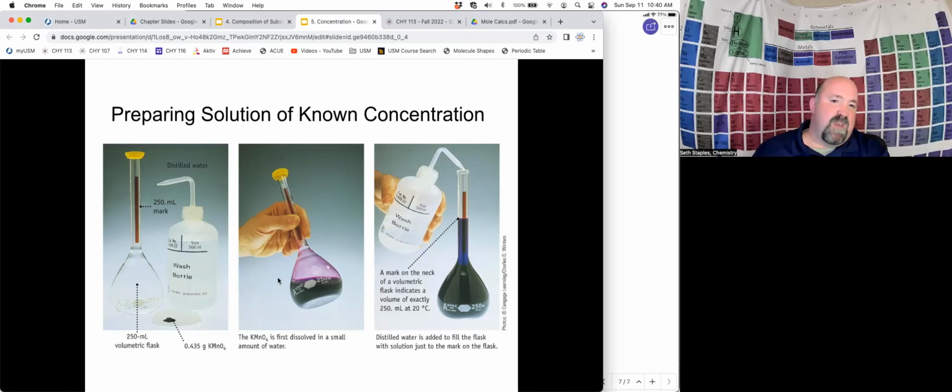And sometimes when you're making solutions like this, what you want to do is add a little bit of water in there, not your full amount, but a little bit to dissolve your solid first. So now we're at a point that our solid is completely dissolved, but we don't have 250 milliliters yet. And so then we add water to get up to that 250 milliliter mark with this particular solution.